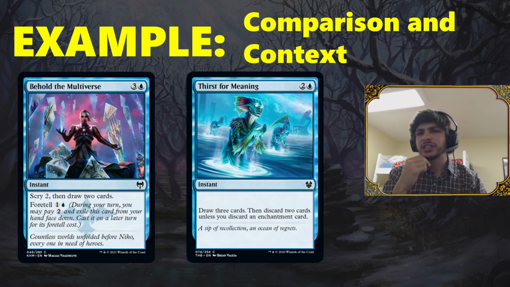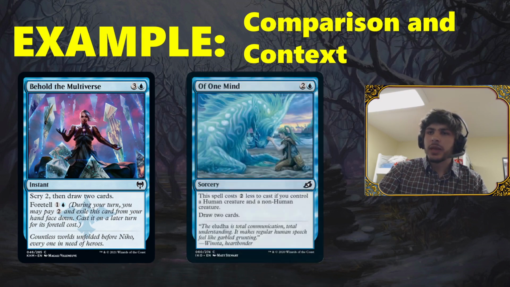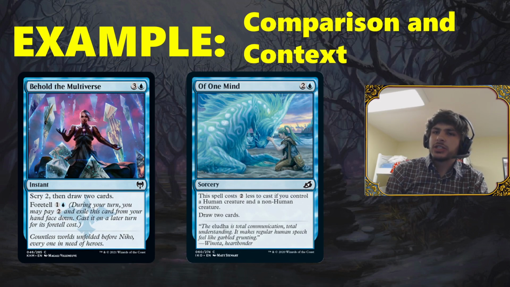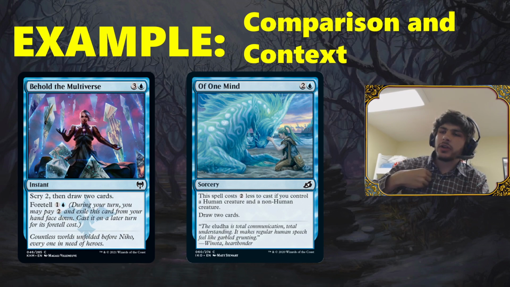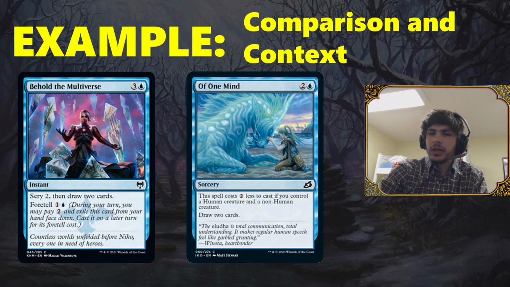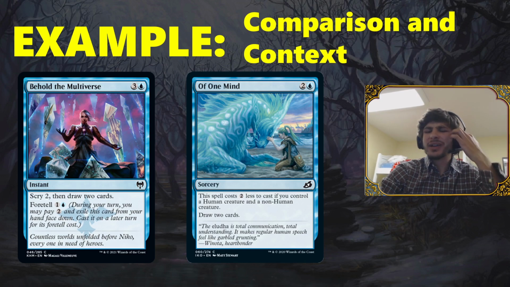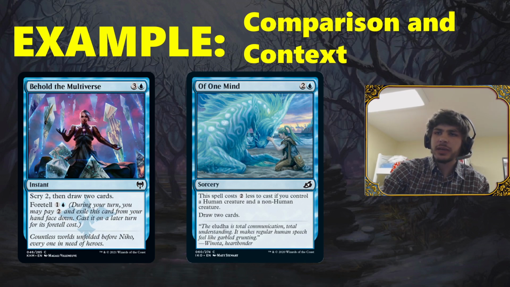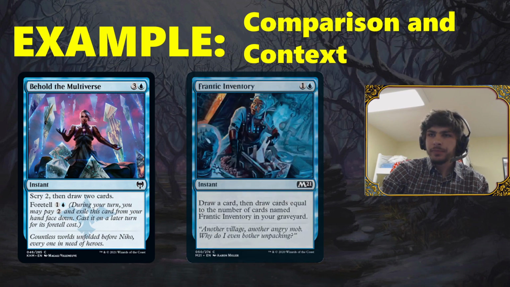It doesn't have the Scry 2 attached, but it is similar, and Thirst for Meaning was a solid card in its format. There is Of One Mind, which is a 3 mana draw 2 that had some cost reduction built in from Ikoria. That card was very good in certain decks in Ikoria and pretty reasonable in other decks. So Behold the Multiverse is similar in that way, because it also can be cast for a cost reduction sometimes, or to spread out the mana.